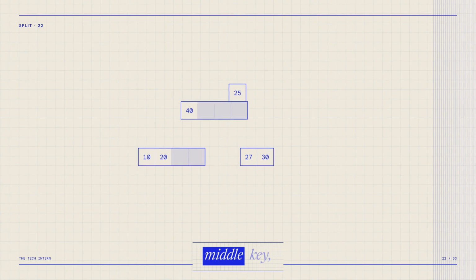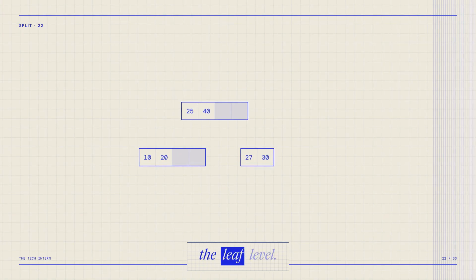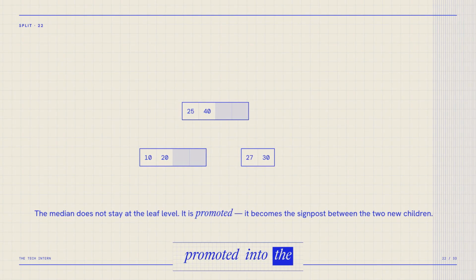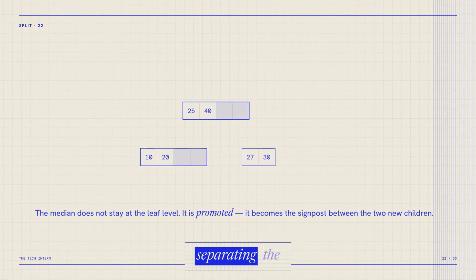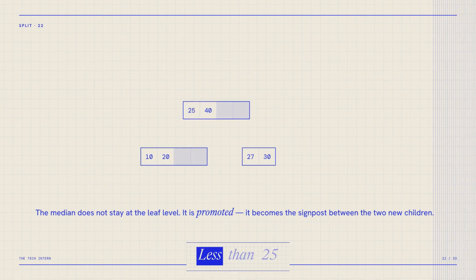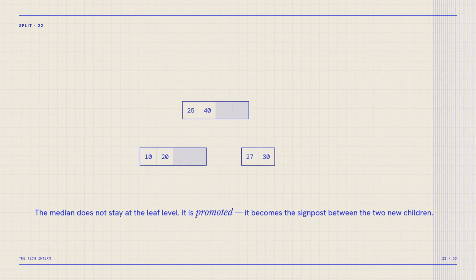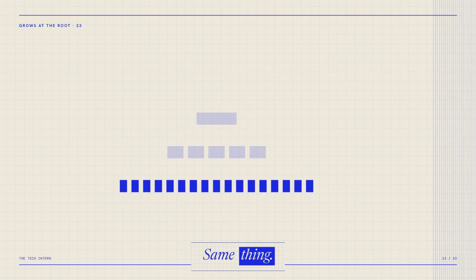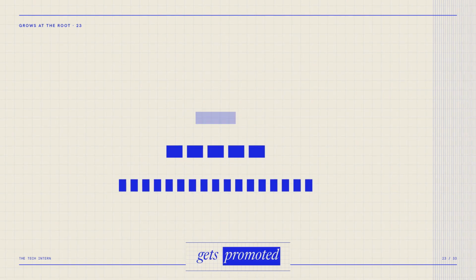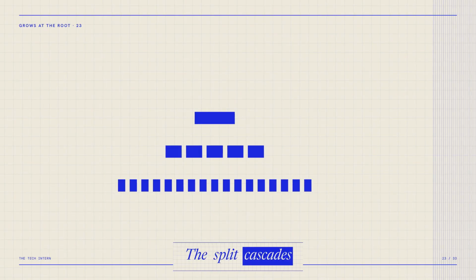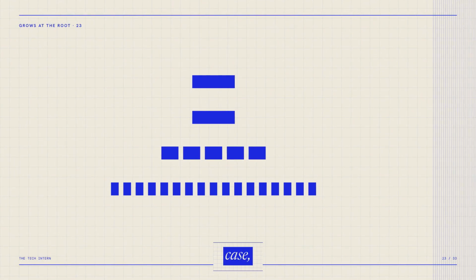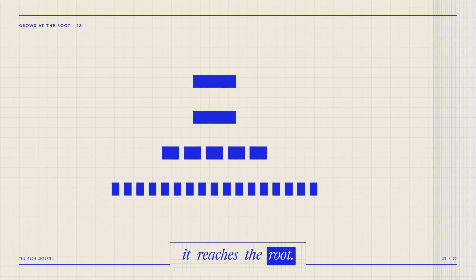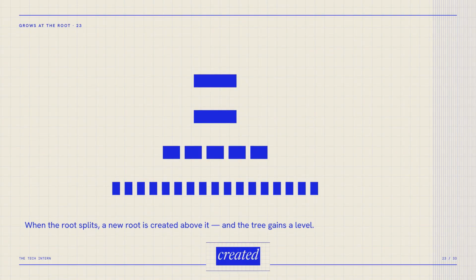And the middle key, 25, does not stay at the leaf level. It gets promoted into the parent, where it becomes the signpost, separating the two new children. Less than 25, go left. 25 or more, go right. Now, what if the parent is also full? Same thing. It splits and its median gets promoted up to its parent. The split cascades upward, and in the worst case, it reaches the root. When the root splits, a new root is created above it, and the tree gains a level.